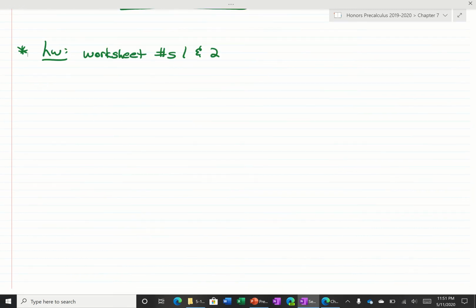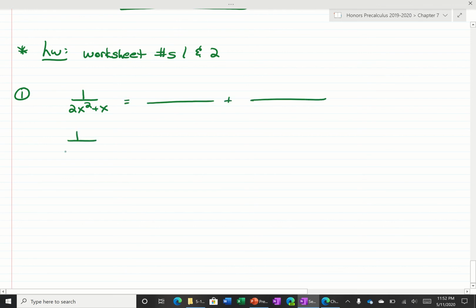Alright, so looking at your homework problems, I had asked you to do the first two on the worksheet. For problem number 1, it says we have 1 over 2x squared plus x, and we're going to be decomposing that. So let's factor it first. We're going to have one factor of x, one factor of 2x plus 1, with A and B.